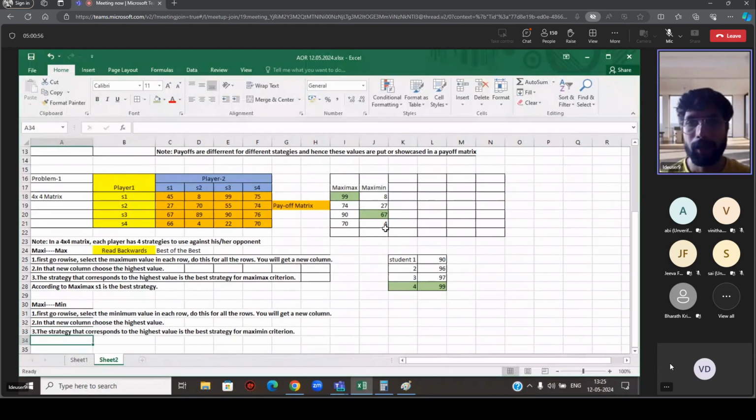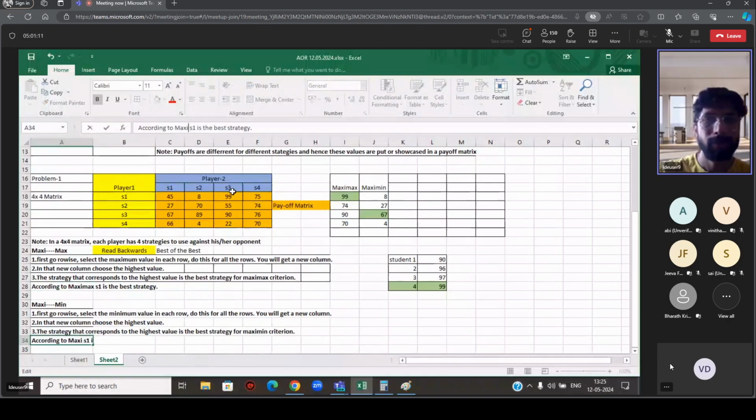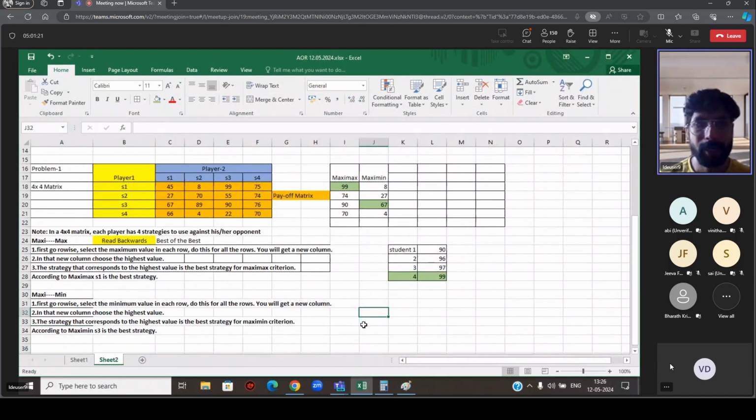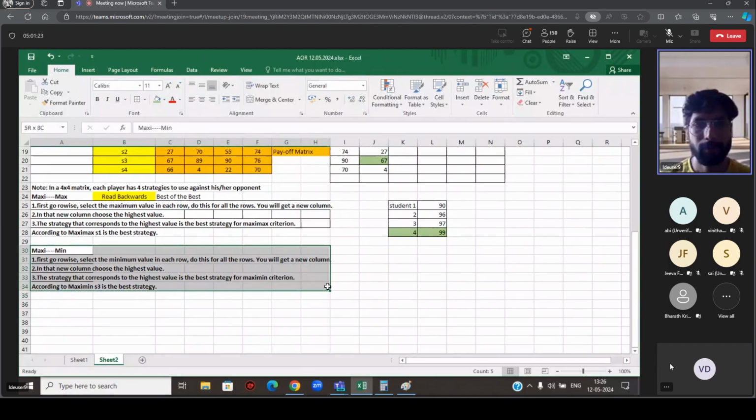So which is the strategy that corresponds? S3 for player 1. I am putting it only for player 1. According to maxi-min, S3 is the best strategy. Are you understanding? Yes, sir. Understood.